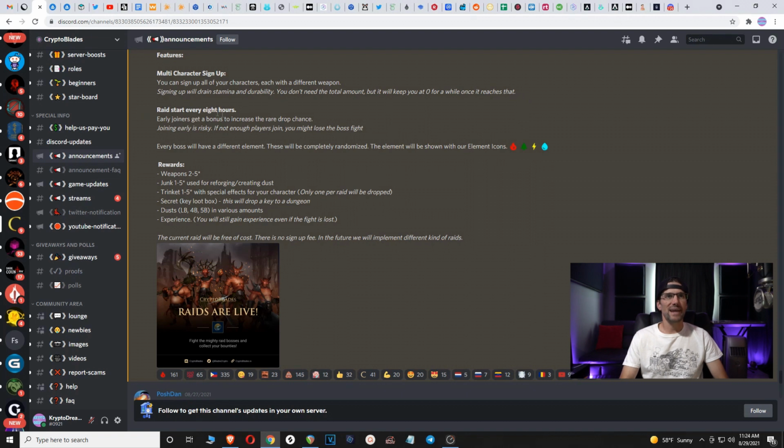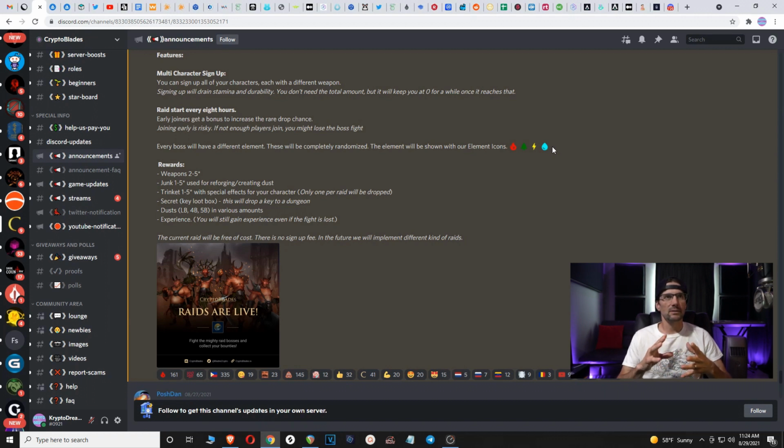Raids start every 8 hours. Early joiners get a bonus to increase the rare drop chance. Joining early is risky. If not enough players join, you might lose the boss fight. Every boss will have a different element. These will be completely randomized. The element will be shown with our element icons.